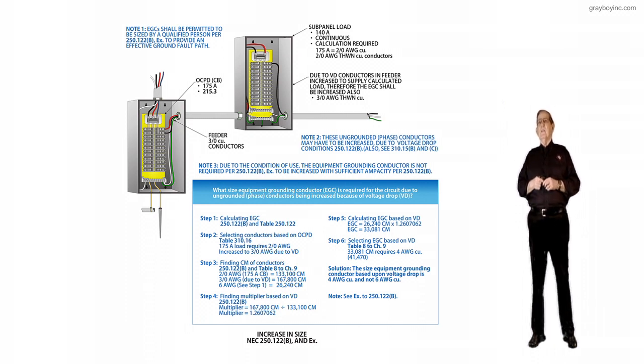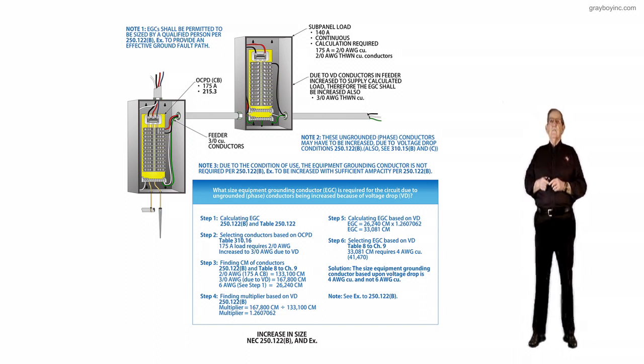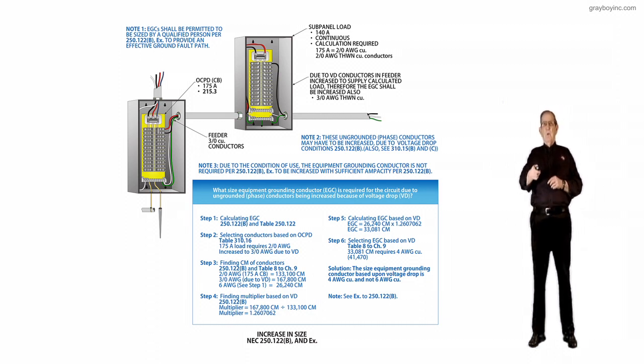Therefore, the equipment ground should be increased also. And so we went from a number 2/0 connected to a 175 amp main in the service panel to 3/0 because of the voltage drop. And you can see that the overcurrent device listed there, pointing to it, we would have a 175 amp, and it would comply with 215.3 for the 2/0. But since we increased it to 3/0, it still would be a 175 amp main.